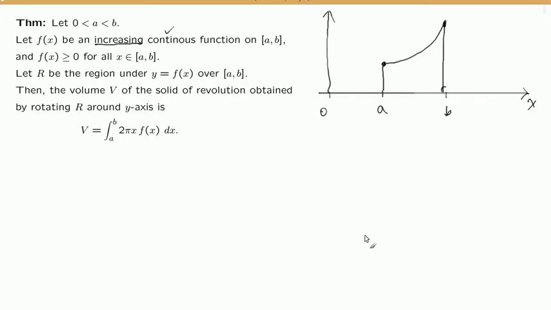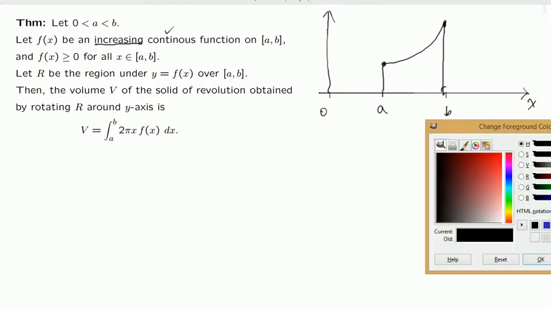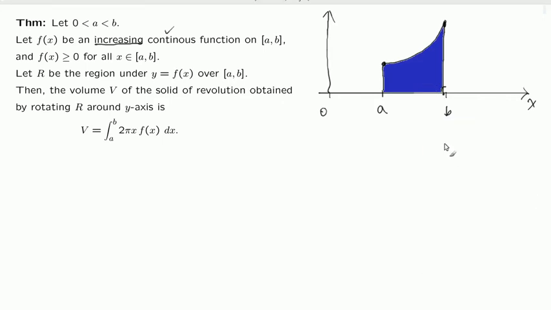So there's the region. R is going to be this region there. So let me use this fun tool now. Blue. There. How fun. There's a blue there. This region R is going to be rotated around that y-axis, and the volume is given by that. Right? So what method are we going to use to do that?